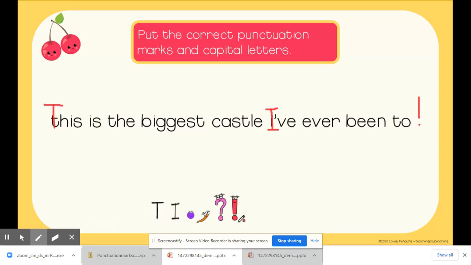So boys and girls, as you're going through your stories today, and as you're rereading them and writing them, pay close attention to the capital letters and punctuation marks that you are putting in those stories. It helps the person who's reading these stories to understand the great things you're telling us in your story.